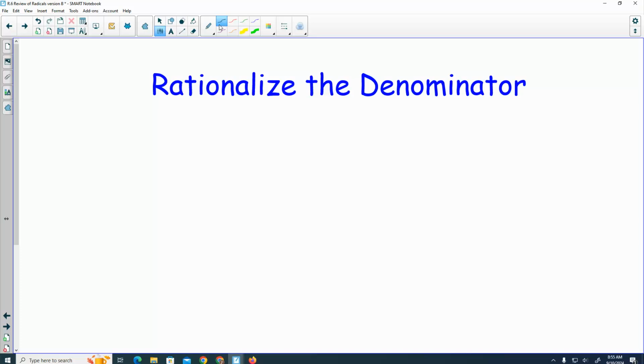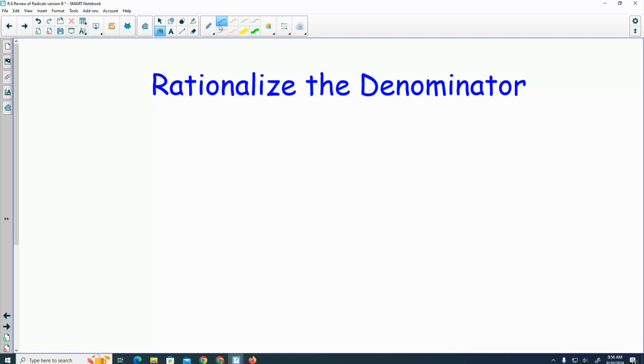Remember what it means to rationalize a denominator? Have you heard that term before? So it's basically just a way of rewriting your problem. So it's equivalent mathematically. If you plug them in the calculator, you get the same decimal back. But it's putting it in proper notation.